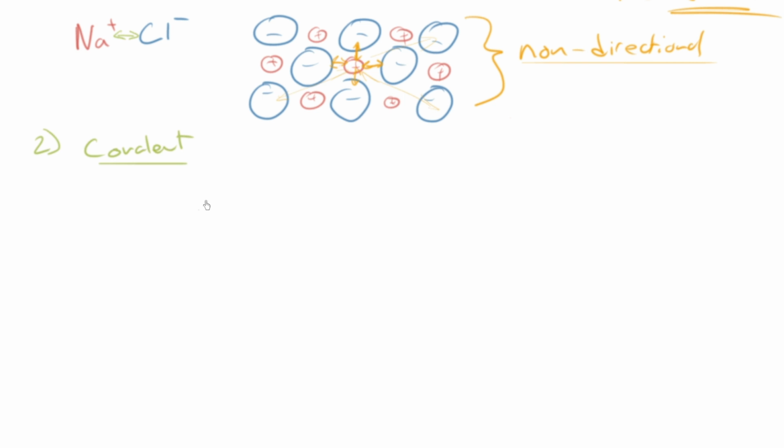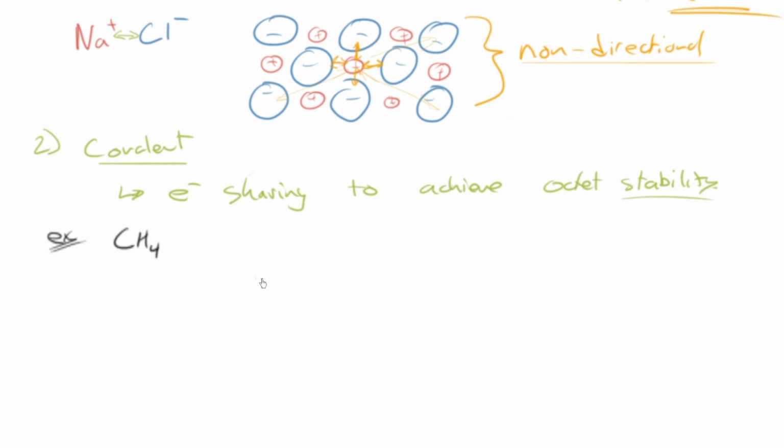So the covalent bond now is achieved through electron sharing. Okay, let's erase that. Electron sharing. Again, why? To achieve octet stability or low energy configuration. All right, and again, I think the best way to do this is by way of an example. And so let's look at methane, CH4.